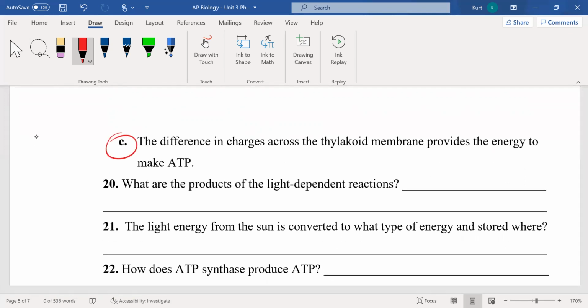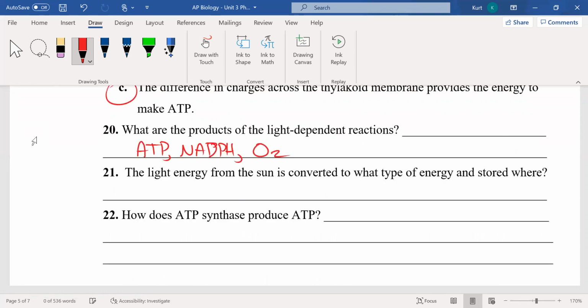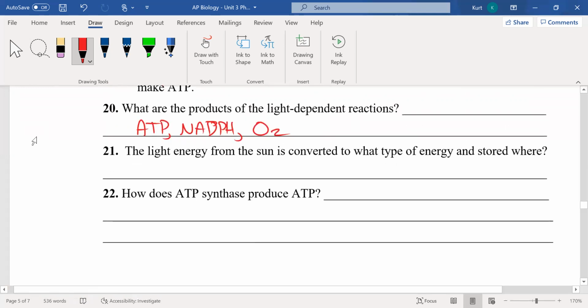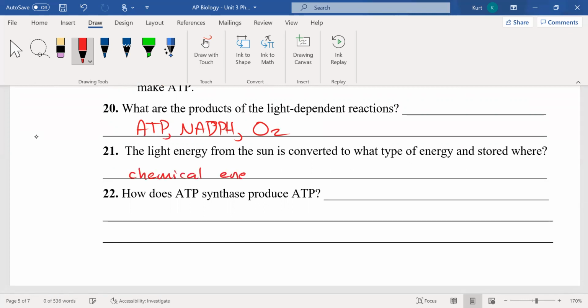Here we go. ATP, NADPH, and O2. The light energy from the sun is converted to what type of energy is stored where? Chemical energy, which is the ATP. It's stored in the bonds. Whenever you break a bond, it releases energy.